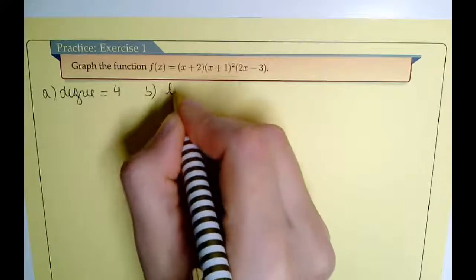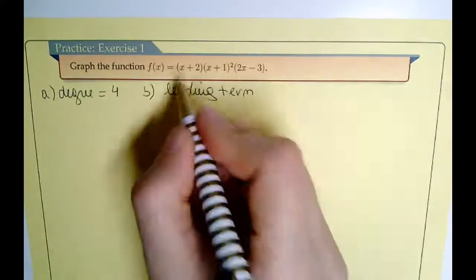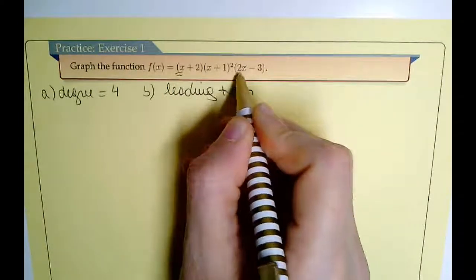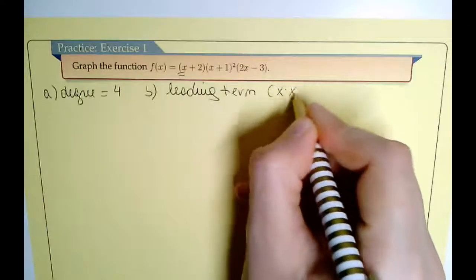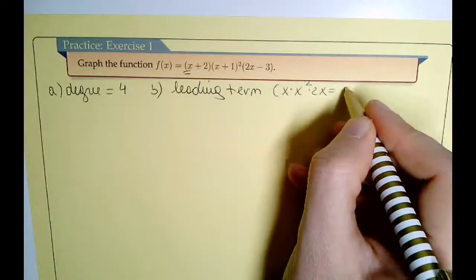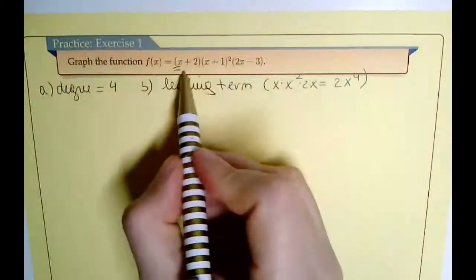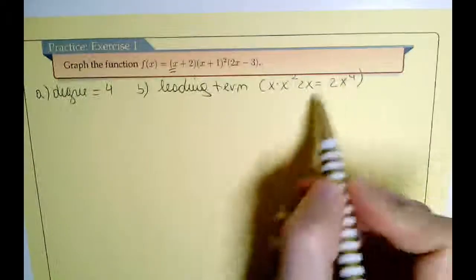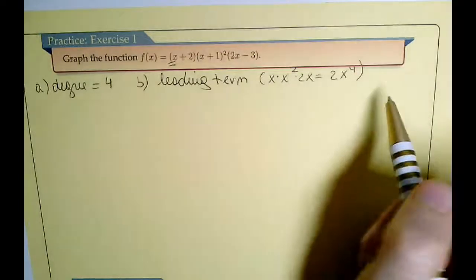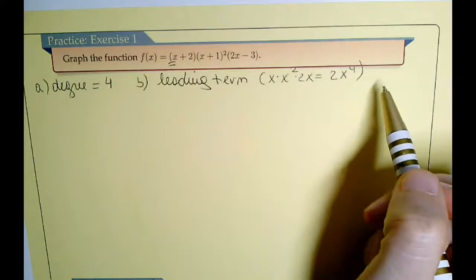And then what is the leading term? The leading term is going to be x times an x squared from here times a 2x. So an x times an x squared times a 2x. So the leading term is going to be 2x to the fourth. So I don't care to FOIL all of this to get the information I need. All I need is the leading term, because the leading term is going to give me the end behavior.